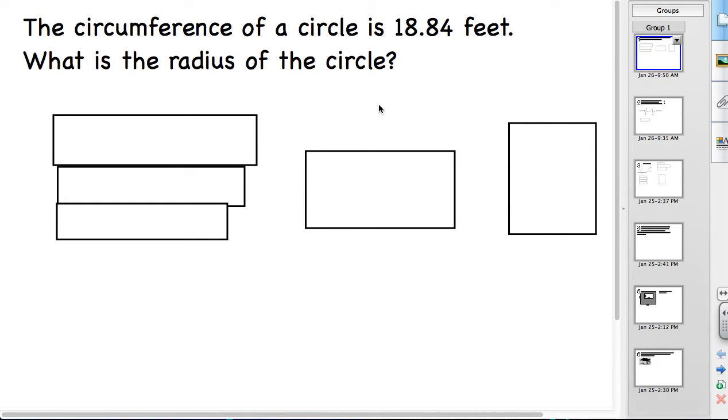Today we're going to review for the Unit 7 test. The first problem we have is a circumference of a circle that is given to us as 18 and 84/100 feet, and we're being asked what is the radius.